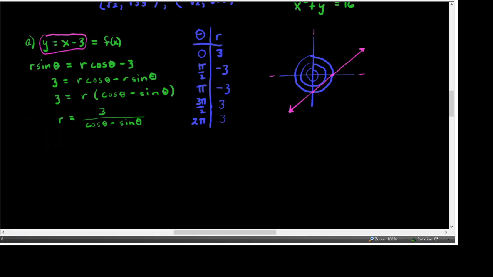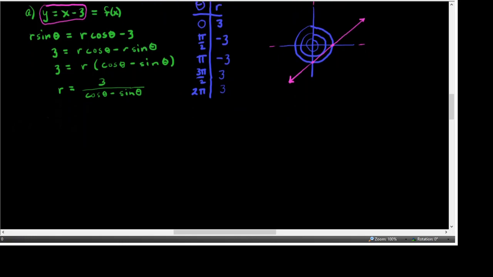So let's do another one. Let's move on to example B. Again, our directions are, given the equation in rectangular, find the polar equation for it. So x squared plus y squared equals 4. Since we know that x squared plus y squared is r squared, we can just replace x squared plus y squared with r squared.